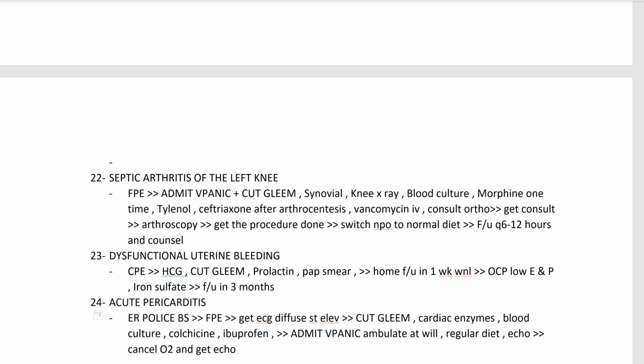Okay? Once you get the echo result, you will find pericardial effusion, but not tamponade. So you don't need to order pericardiocentesis. So after that, you want to cancel cardiac monitor, BP monitor. You don't need it. IV access, you don't need that anymore. And then you follow up like Q 8 hours till symptoms improve.